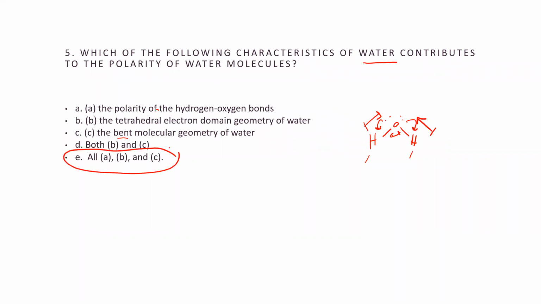The hydrogen oxygen bonds being polar allow it to donate hydrogens and also accept hydrogens. The tetrahedral electron domain kind of has to do with that bent molecular geometry. These kind of go hand in hand, right? Those empty orbitals allow for it to make that. Any questions on that?